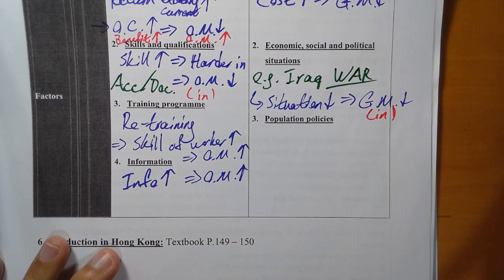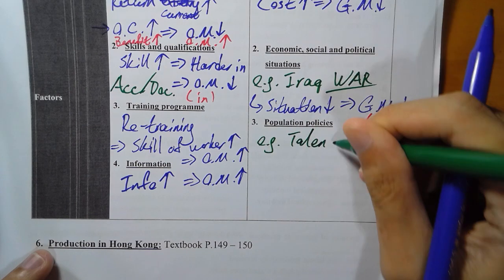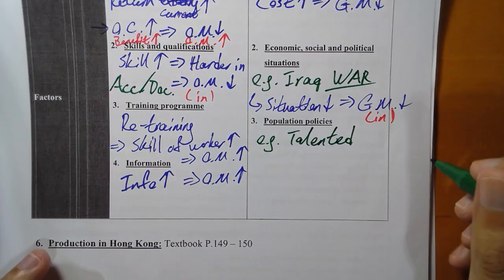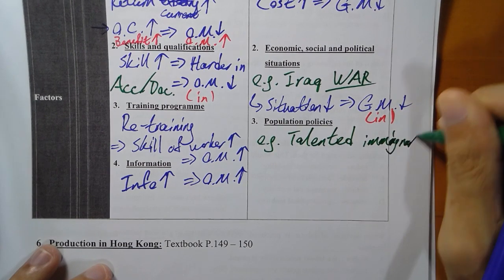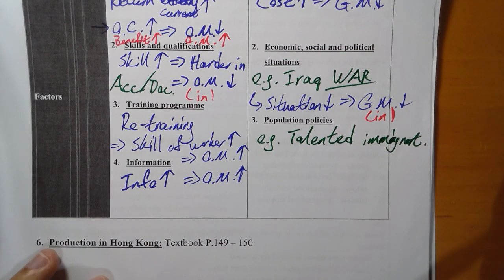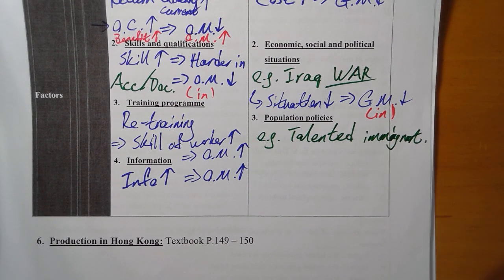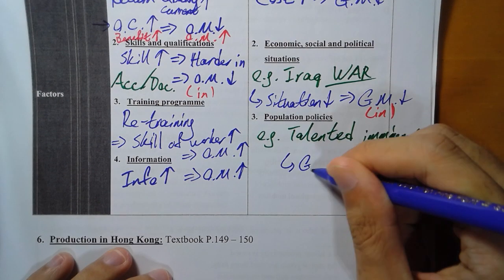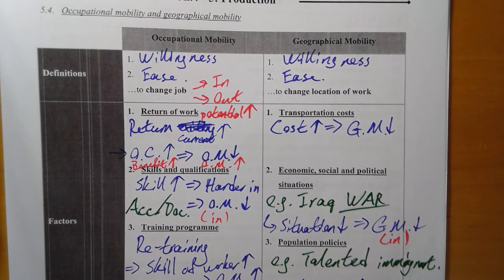Now, finally, population policies. For example, remember, in Hong Kong, we have the talented, 係咪啊？嗰啲啊，優才啊，嗰啲咩 immigrants, alright? For example, 朗, alright? For example, 朗, those kind of people, they are very talented. With these kinds of policy, then the geographical mobility would of course increase. Something like that, alright? There is no absolute answer. You need to look at the policy one by one, alright?